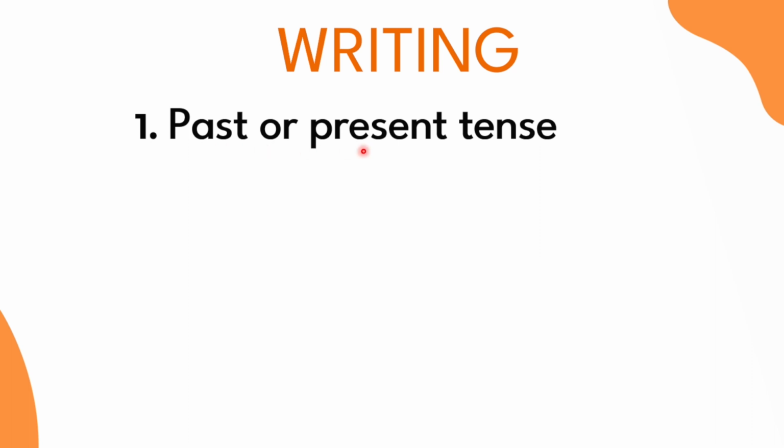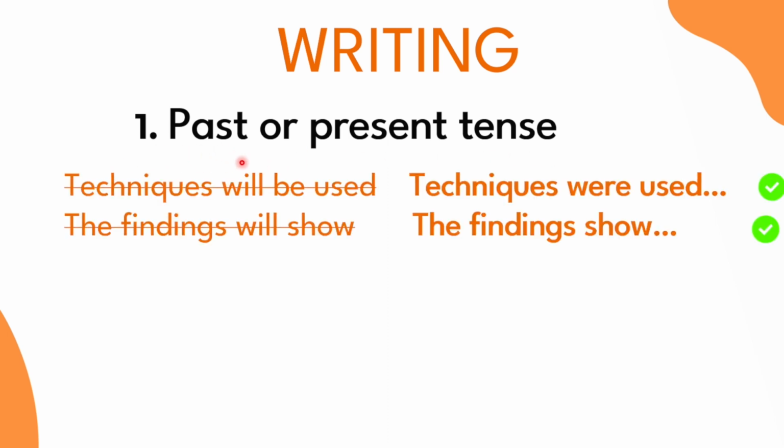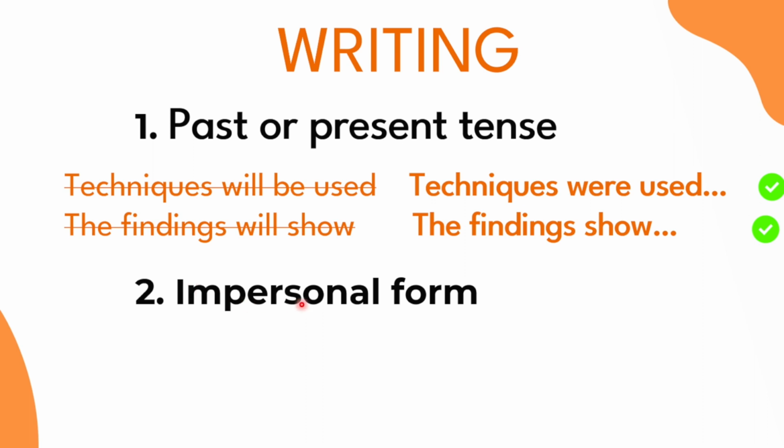The writing of the abstract will be as follows. First, you have to keep in mind to write in past tense or present tense when needed. Be careful when writing it. For example, don't say something like techniques will be used, nor the findings will show, but techniques were used and the findings show. Secondly, use an impersonal form of narration.